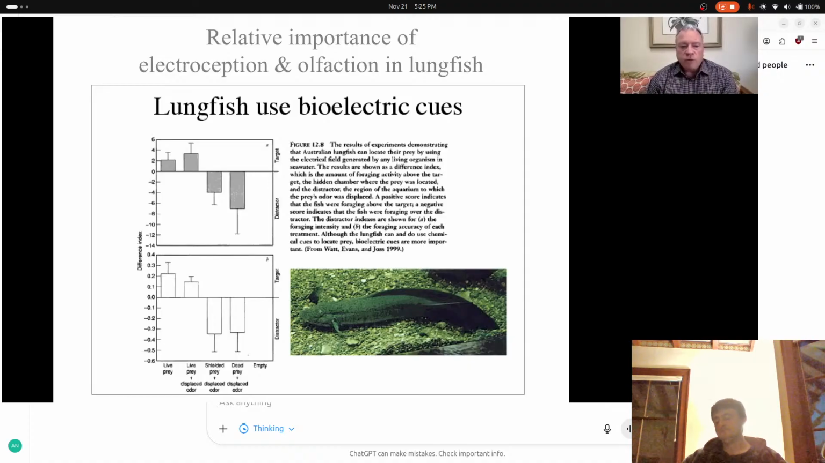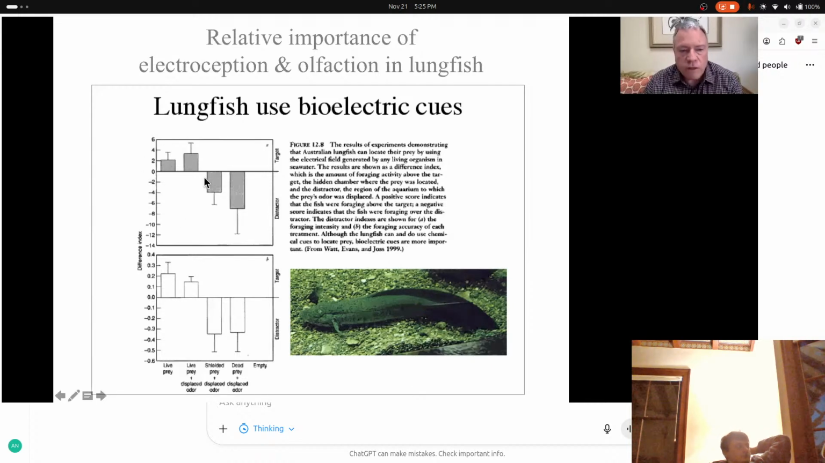And so these people are trying to study, well, how important is that as opposed to its sense of smell for hunting as opposed to its electrical sense? Which is more important? And so what they did is they had some lungfish and some tanks, and they had in the tank these little traps, these little chambers in the bottom of the tank covered with sand. And then they would put prey in the little traps to see if the lungfish could find them. And okay, yeah, they can find them. Okay, are they smelling the prey, or are they looking using electrical sense?